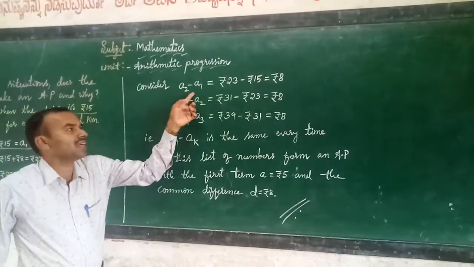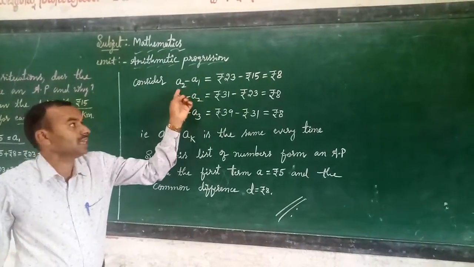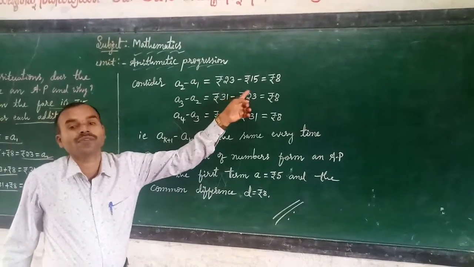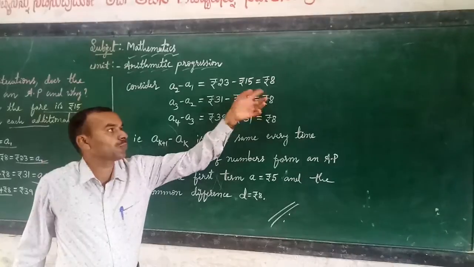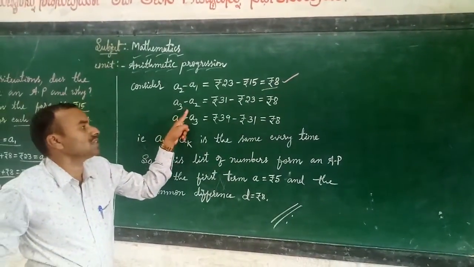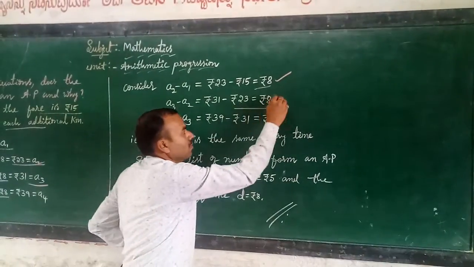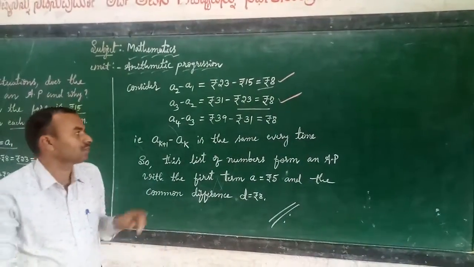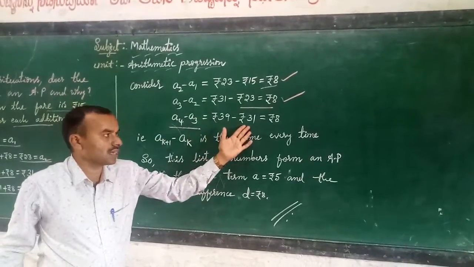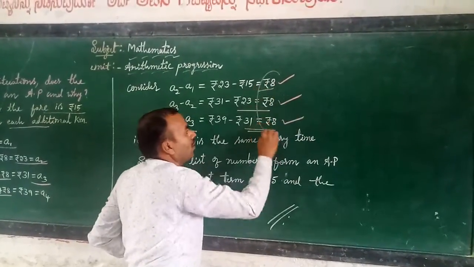Next we have to consider the difference between a term and its preceding term. Now A2 minus A1, second term minus first term. Here A2 is 23 minus A1, ₹15. The difference is ₹8. A3 minus A2, that is 31 minus 23, same, we get ₹8. A4 minus A3, 39 minus ₹31, here also we get 8.